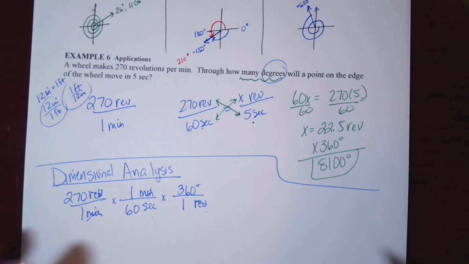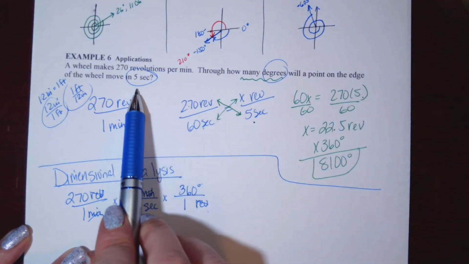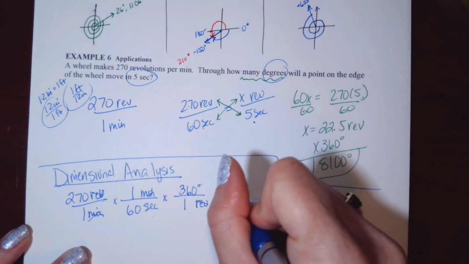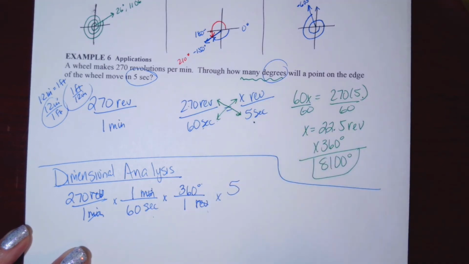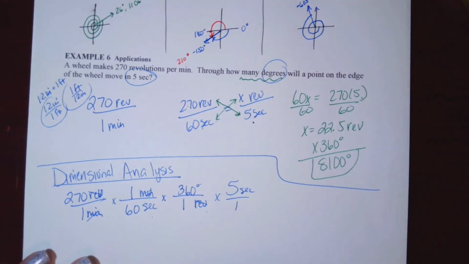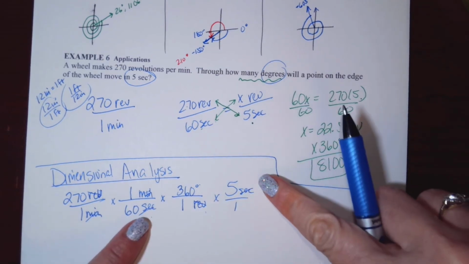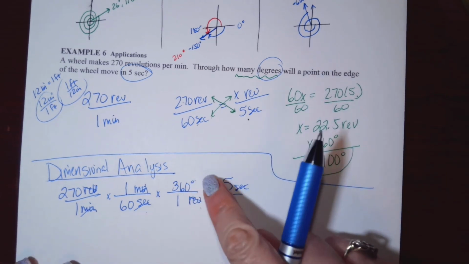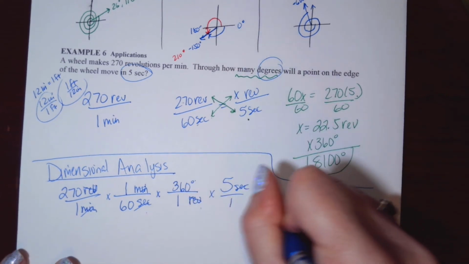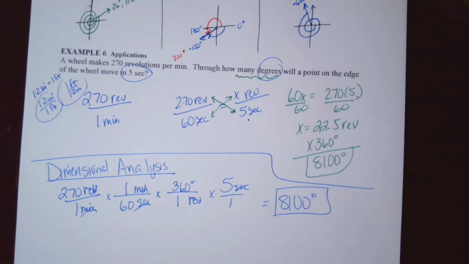Now this problem has one final step. I want to know how many degrees the wheel will turn through, revolve through in 5 seconds. So I'm going to take that and I'm going to multiply it times 5 seconds. And I'm just going to put that over 1 because stacking them all up makes me happy. The seconds cancel out because I have seconds in the numerator and denominator, and I'm left in terms of degrees, which gives me my 8,100 degrees.